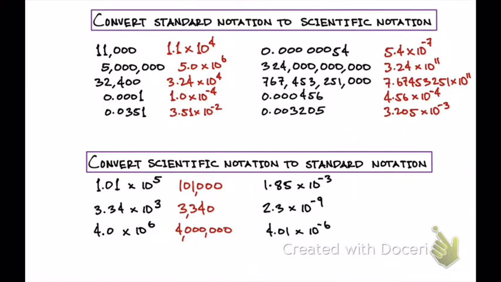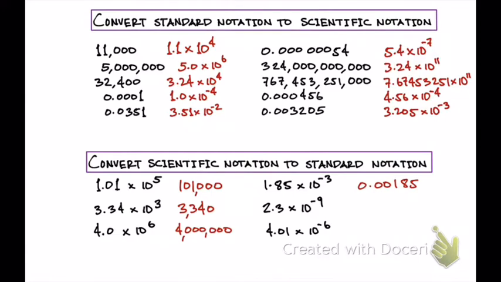All right, all the numbers on the right-hand side, we have 10 raised to the negative 3, negative 9, and negative 6. So these are all numbers less than 1. So you're going to have to move that decimal point to the left. So with 1.85 times 10 to the negative 3 power, you move that decimal point 3 places to the left. So we have 0.00185.